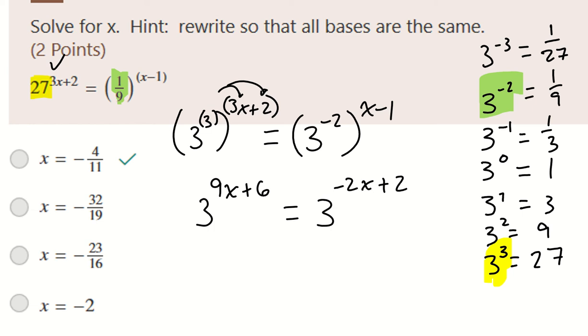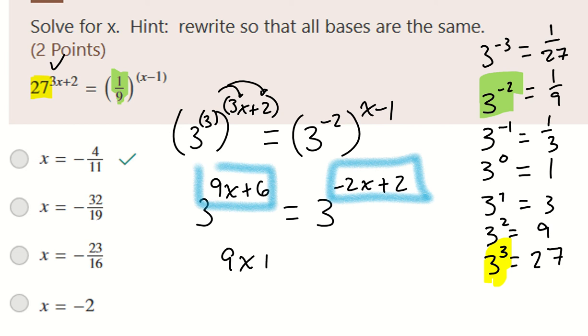So because these have identical bases now, we understand that this exponent right here has to be the exact same as this. So we're just going to set those equal to each other. If the bases are the same, there's no way that these quantities can be equal if the exponents themselves aren't equal. So we're just figuring out what value of x would make 9 times x plus 6 the same as negative 2x plus 2.